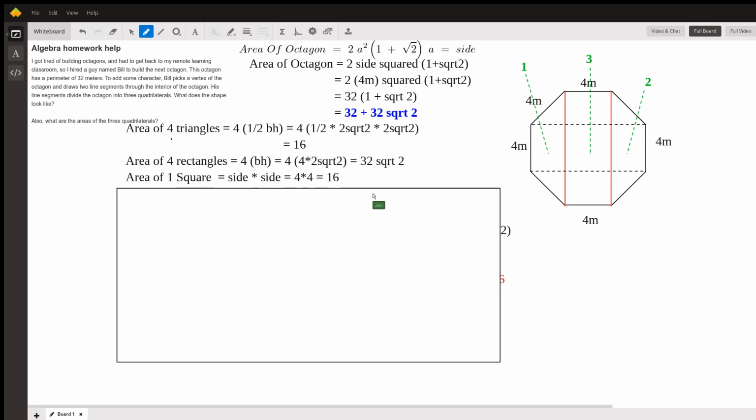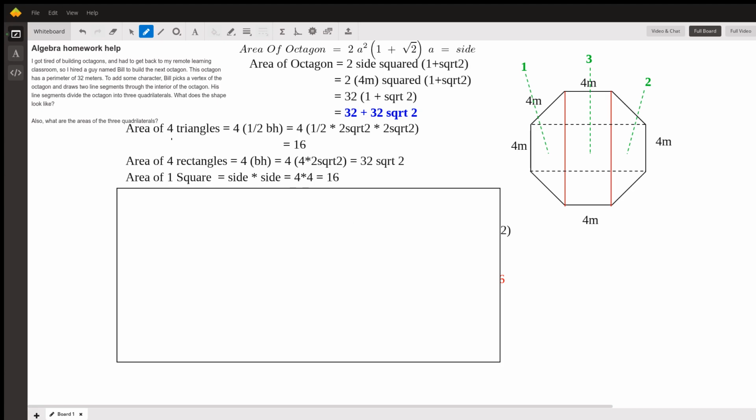Okay? So we got 32 square roots of 2, and we also have 16. We got the area of the triangles, the area of the rectangles. The final is the area of the square here, which is a perfect square. 4 squared is 16. So we got 16 plus 32 square roots of 2 plus 16. And when you add all that up, you get this value here, 32 plus 32 square roots of 2.